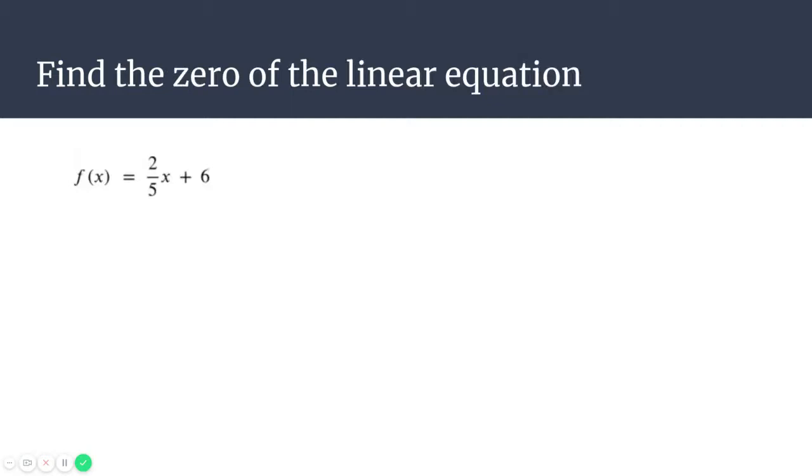Okay, why don't you go ahead and pause the screen and see if you can find the zero for this linear equation.